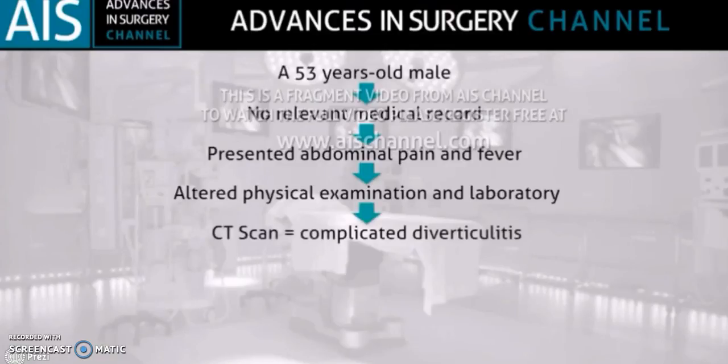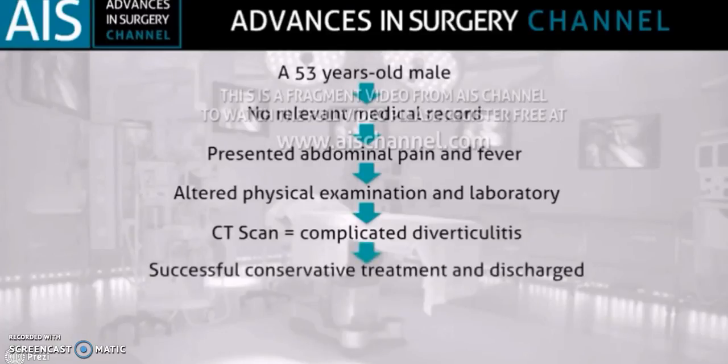A CT scan was ordered, and a thickened sigmoid colon with several diverticula was found. This was accompanied by a bilobar collection smaller than 5 centimeters that was in contact with a portion of small bowel, also inflamed. No free liquid or pneumoperitoneum was found. The patient was admitted to the hospital and underwent conservative therapy with close follow-up. The clinical course was favorable and he was discharged.